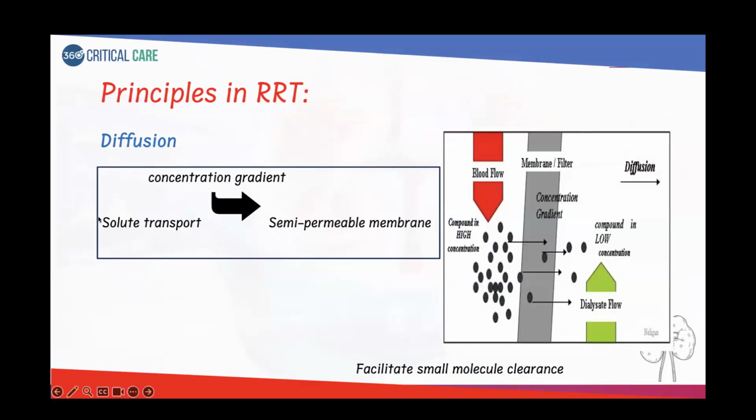So diffusion, as I said, is a solute transport mechanism along the concentration gradient through a semi-permeable membrane. So very basic fundamental thing that we have learned from our chemistry days. So you'll have a semi-permeable membrane, and blood flows on one part of that membrane, and the dialysate flows on the other part of that membrane, which are separated by the semi-permeable membrane. And there is an inherent concentration gradient between these molecules, which is higher in the blood and lower in the dialysate.